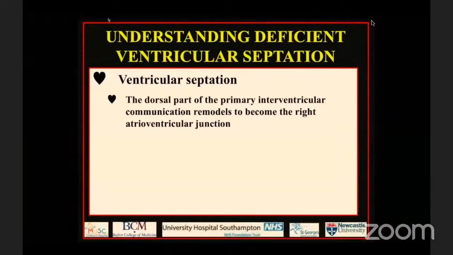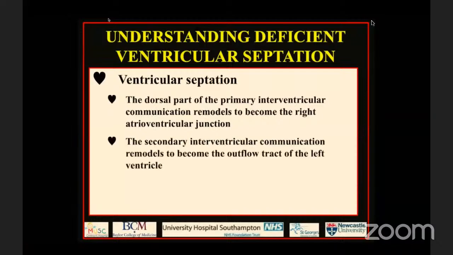So what we have shown you is the remodeling of the embryonic interventricular communication. And what I hope you're seeing is that the dorsal or posterior part of that primary communication becomes the right atrioventricular junction. That leaves the remaining part as the secondary interventricular communication. And that intermediate stage, the secondary interventricular communication, is the outflow tract to the left ventricle. And indeed, it then remodels to become the outflow tract to the left ventricle.